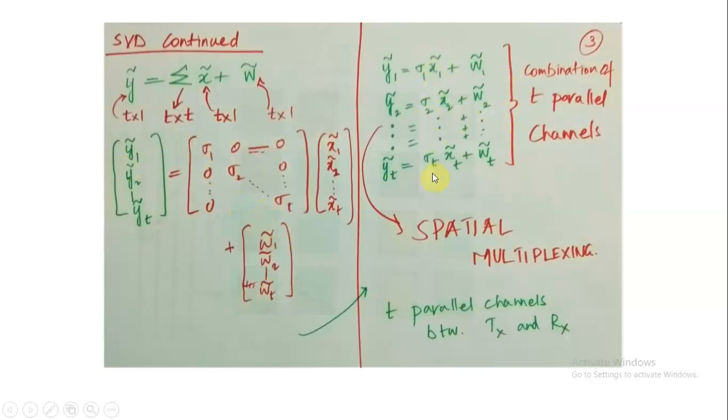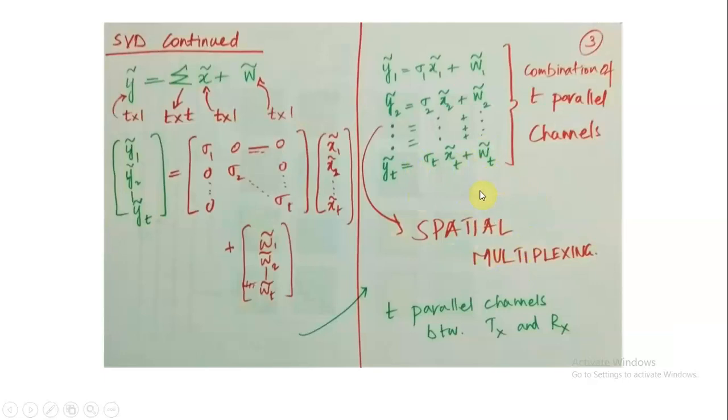So if we open up these equations, because all the other values are zeros, we will have a set of linear equations. All are basically multiplied with different singular values. Y1 tilde would be equal to sigma 1 X1 tilde plus W1 tilde, up to YT tilde equal to sigma T XT tilde plus WT tilde. So this is just a combination of T parallel channels. Okay, so we have parallel channels for each symbol that is being transmitted. This set of equations is basically called spatial multiplexing.